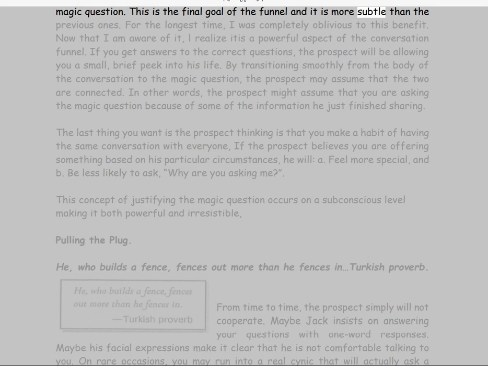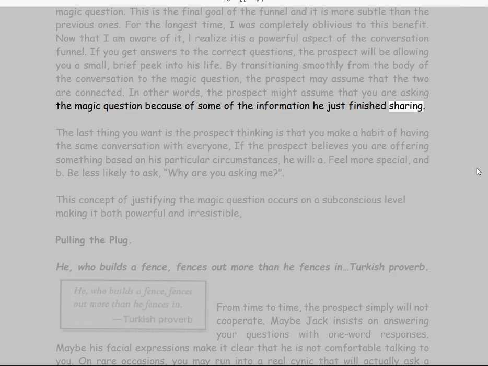life. By transitioning smoothly from the body of the conversation to the magic question, the prospect may assume that the two are connected. In other words, the prospect might assume that you are asking the magic question because of some of the information he just finished sharing.